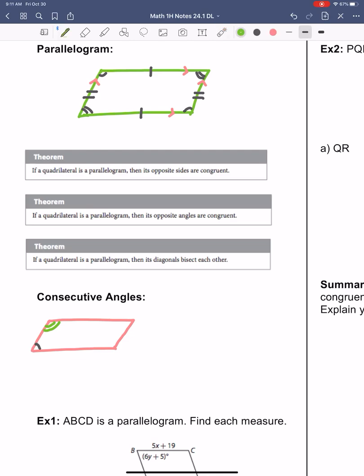And in this case, for our parallelograms, consecutive angles are supplementary. They're supplementary. So they're going to add up to 180 degrees, and that goes back to our transversal lines and parallel lines, so that's the reason for that. So consecutive angles are supplementary, which means they add up to 180 degrees.